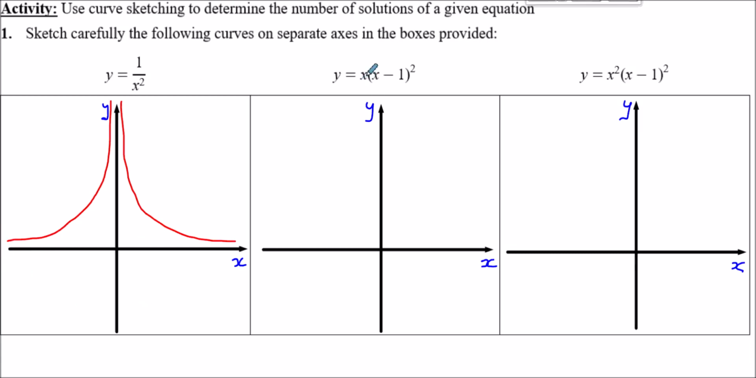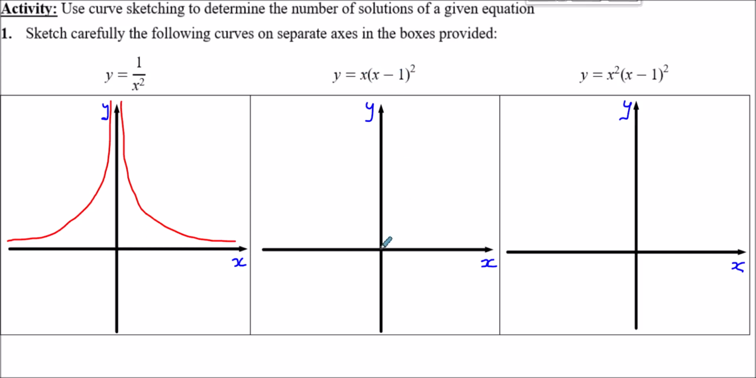Next up, y equals x brackets x minus 1 squared. This is a cubic. Now the highest power of x, the cube, is positive. X times x squared, it's going to be a positive looking cubic. It's going to have a root at 0. When x is 0, this whole thing is 0. And as well, when x is 1, this bracket becomes 0 too.